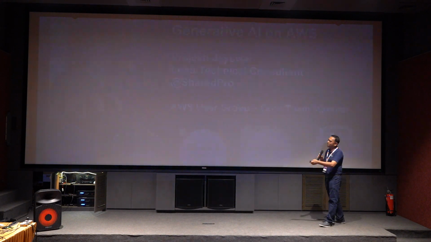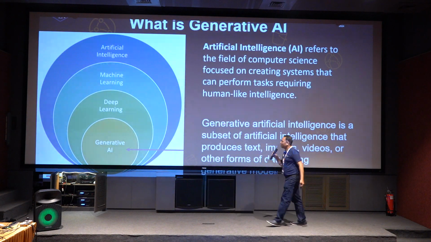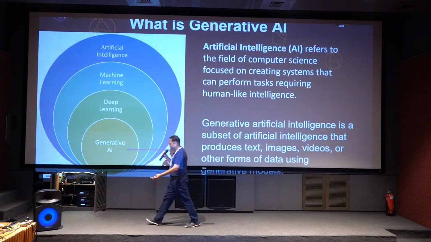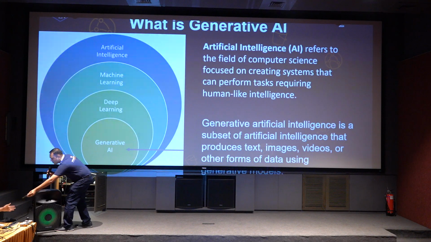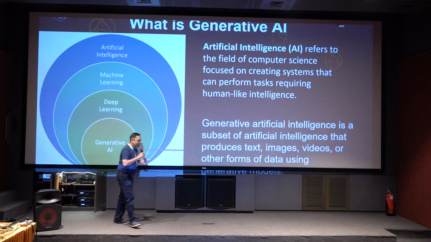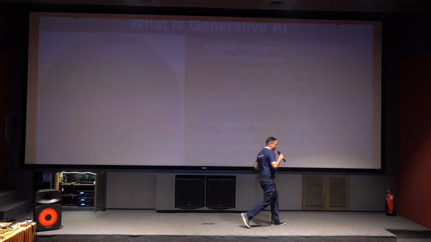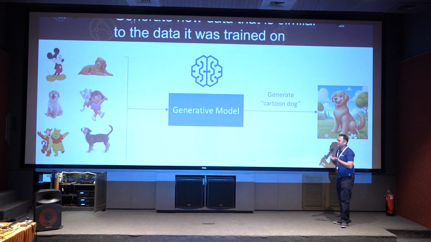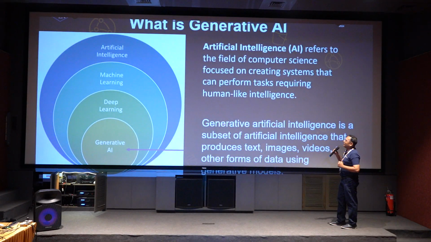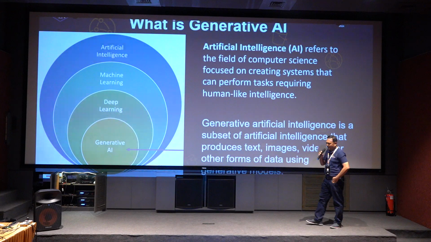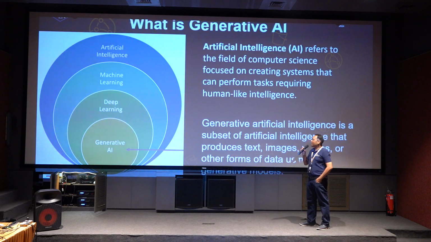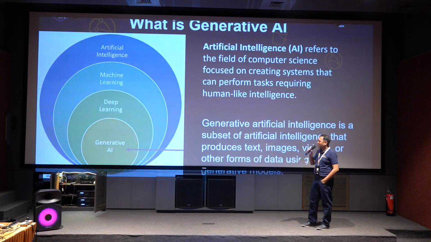Next. So we have already discussed what is artificial intelligence. So it's a big umbrella. It consists of different technologies under artificial intelligence. Artificial intelligence is the field of computer science which focuses on creating systems that can perform tasks which require human-like intelligence. Okay, that I already explained to you.